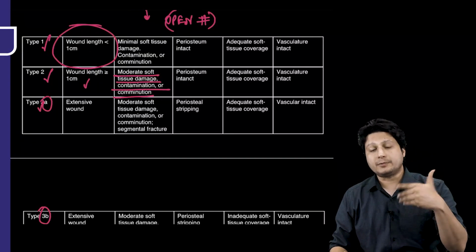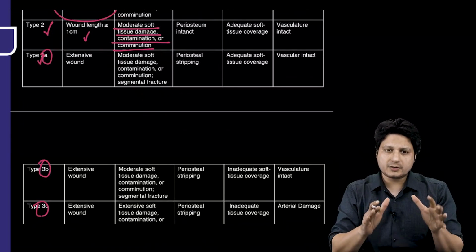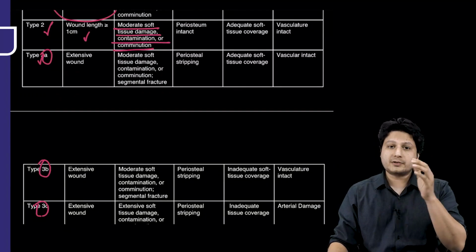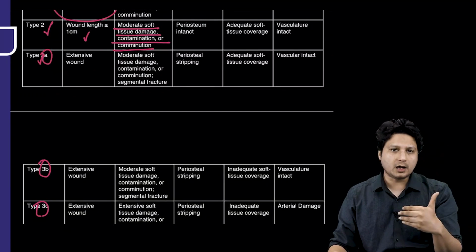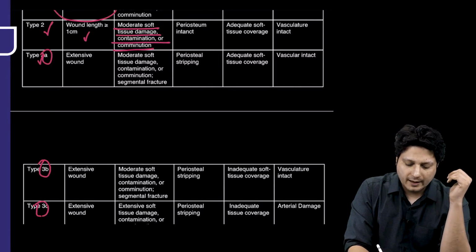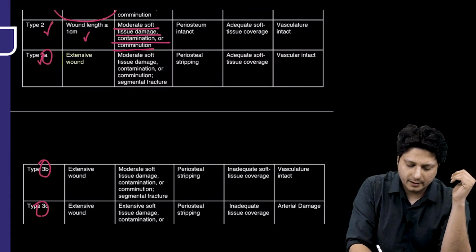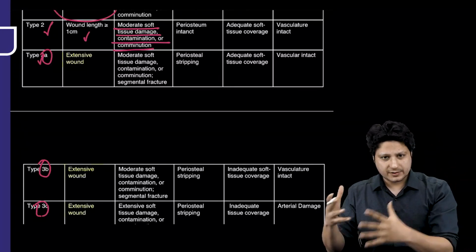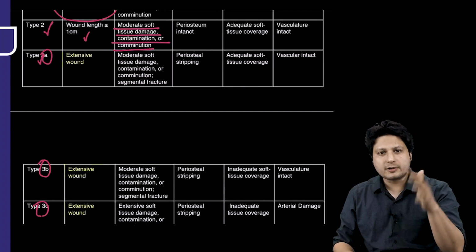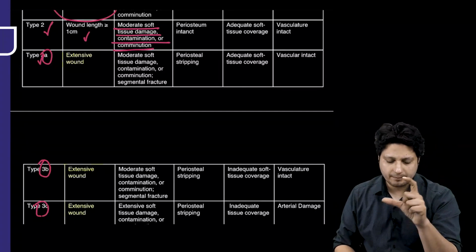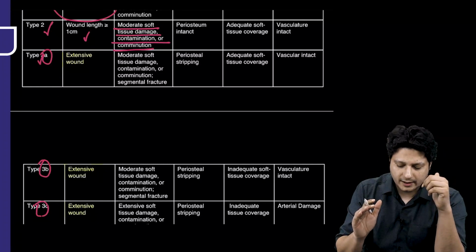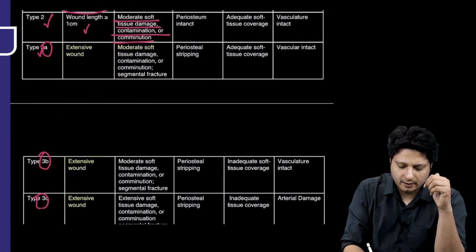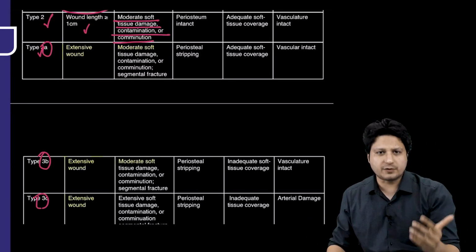Now what happens in type 3? Type 3A is where everything is extensively damaged, but there is adequate soft tissue coverage to the bone. Now here, what is happening? Extensive wound remains common here, here as well as here. The wound is too extensive, which has resulted in too much damage to the limb or part of the limb. But the soft tissue damage is relatively considered to be of moderate type, alright, moderate, or it could also be of extensive soft tissue damage.